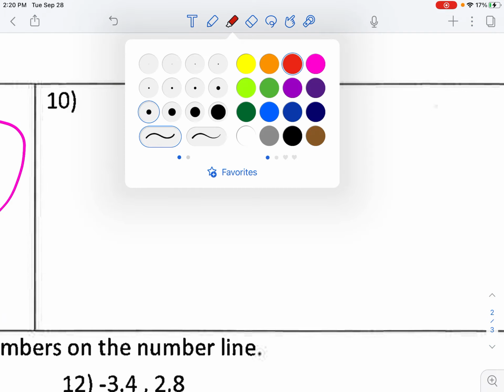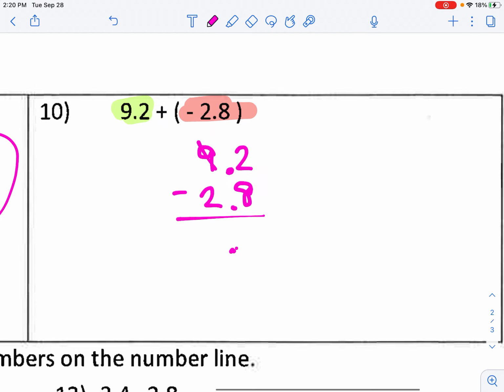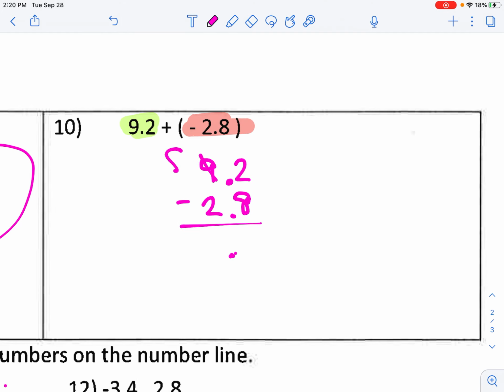Okay, so here we've got a +9 and 2/10 and a -2 and 8/10. Different signs, find the difference. Line them up. Put the bigger number on the top. Decimal comes straight down for subtraction. Difference is 6 and 4/10. Check your signs in the problem. You had more positives, so that answer is 6 and 4/10.